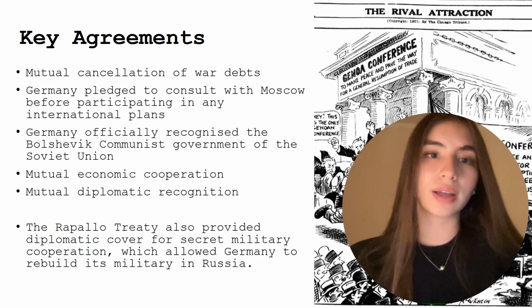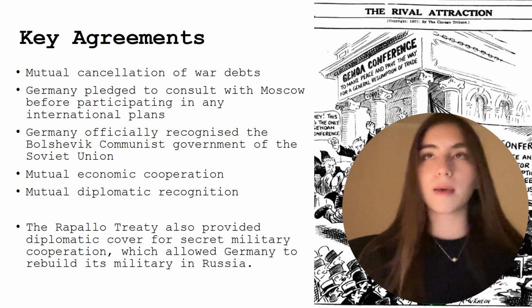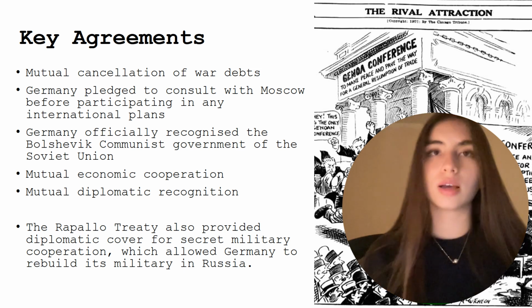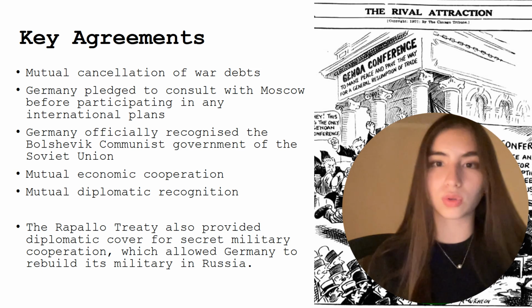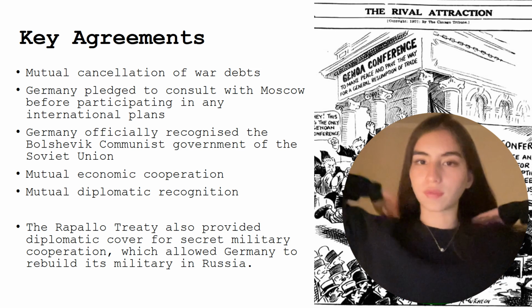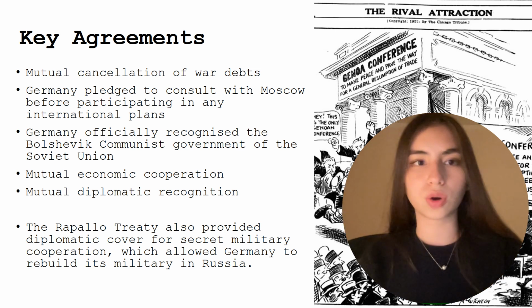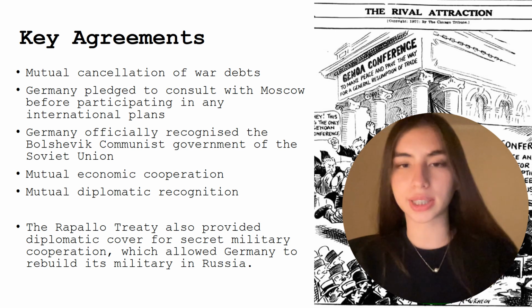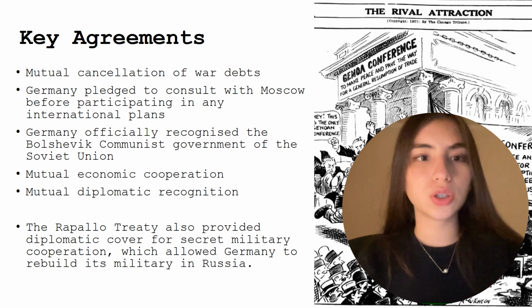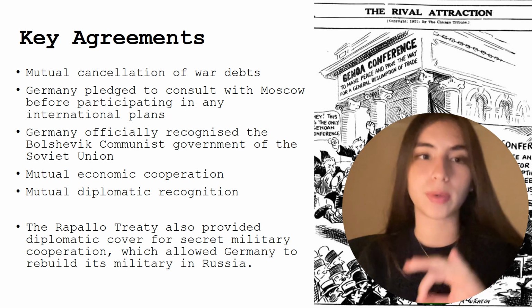Germany officially recognized the Bolshevik communist government of the Soviet Union. This is important because Russia had turned to the Bolshevik government and had turned communist in 1917 during World War I, and none of the European powers ever accepted this government, the communist government. They didn't want to accept that Russia had turned communist. So Germany is the first country to officially recognize this, and this is a big diplomatic win for Soviet Russia. They also agreed to mutual diplomatic recognition and mutual economic cooperation.